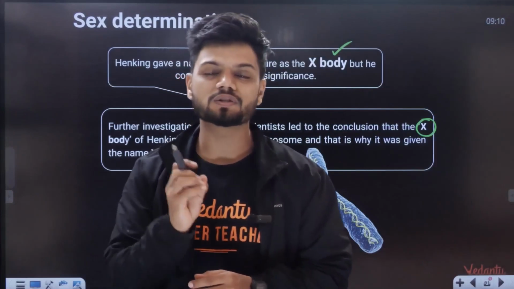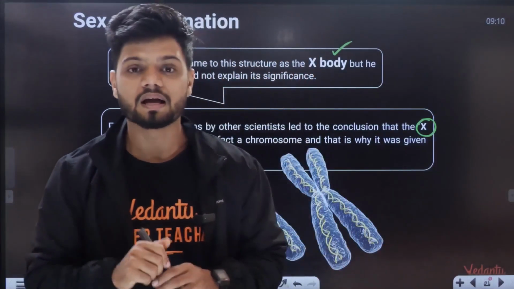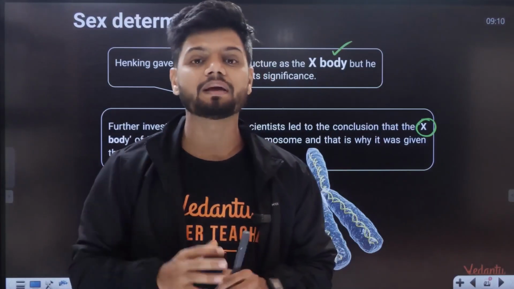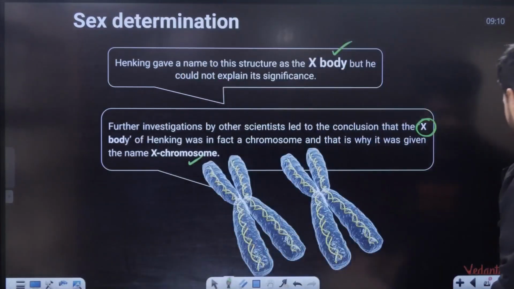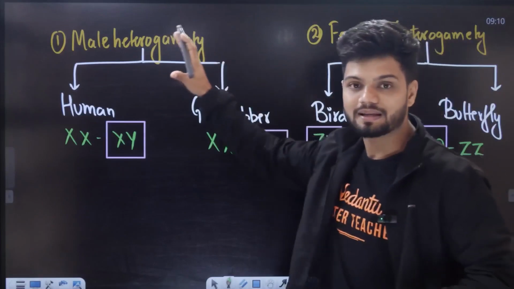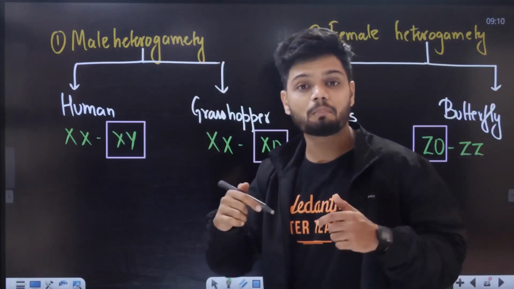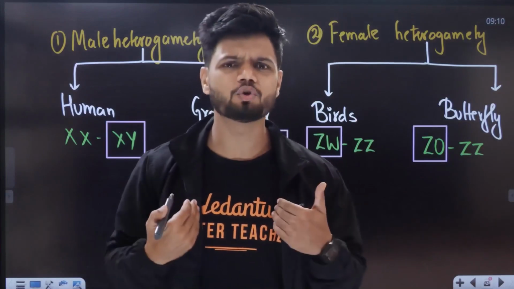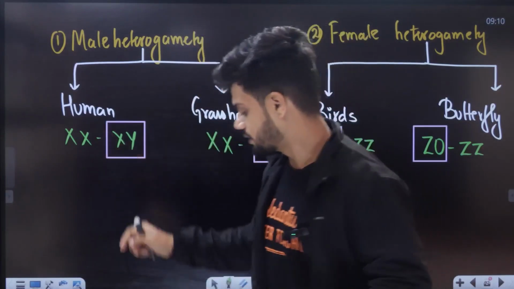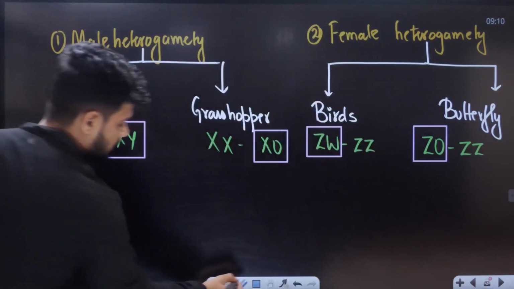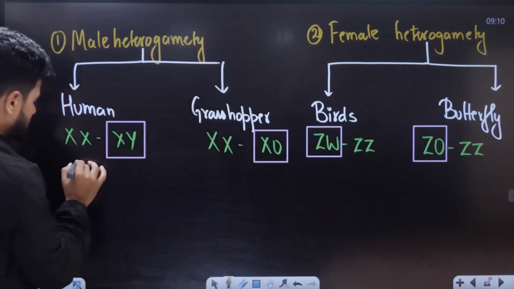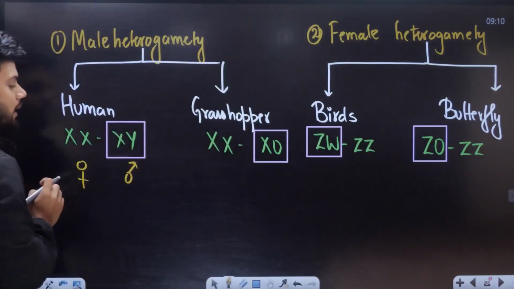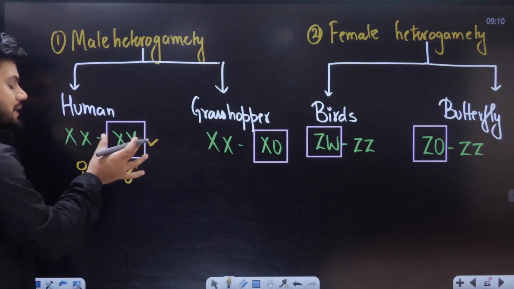Now students, I'll teach you there are two main concepts here called male heterogamety and female heterogamety. What is male heterogamety? Understand first of all. Male heterogamety is a condition in which the males decide the sex of the offspring. Example, humans only. In humans, the female is XX, male is always XY. So the male will determine the sex of the offspring.